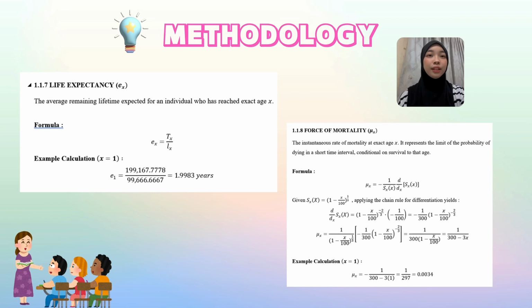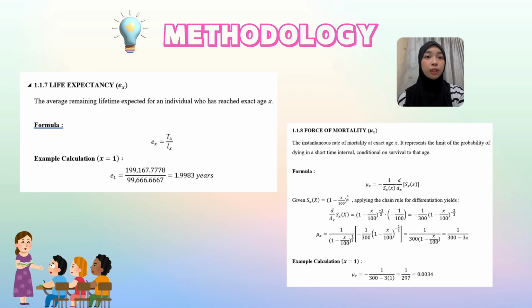Moving on to slide 6, we will look at the final two actuarial metrics in our methodology, life expectancy Ex and the force of mortality Mux. First, life expectancy. As a quick recap and example calculation, this represents the average remaining lifetime expected for an individual who has reached an exact age x. For instance, evaluating this at age 1 using our calculated total person years, T1, and survivors L1.